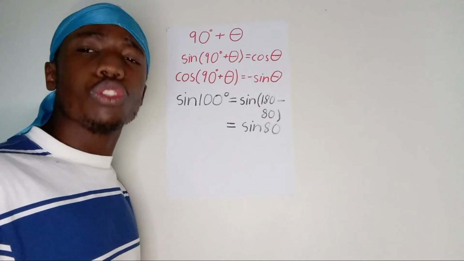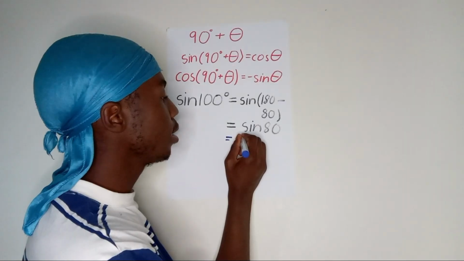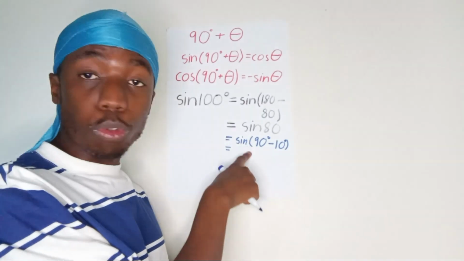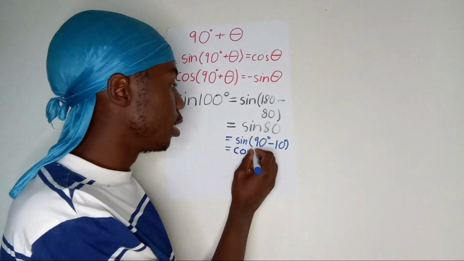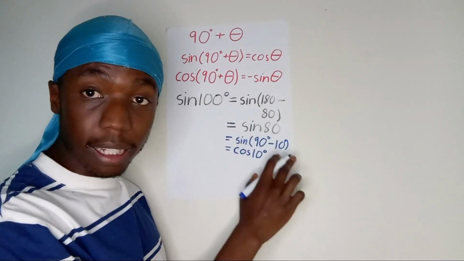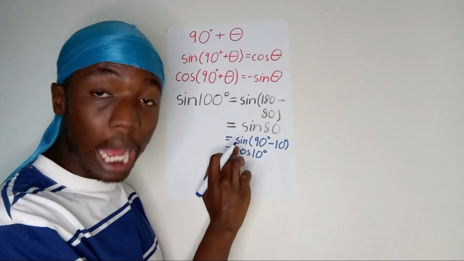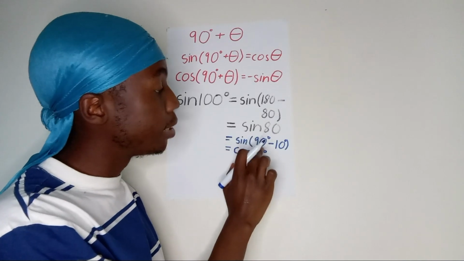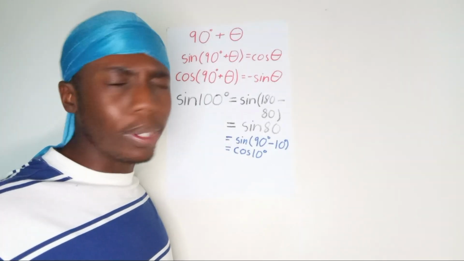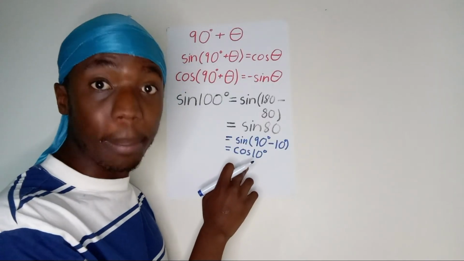But hold on. Let's reduce it even more. We're going to make this sine 90 minus 10. And then what is this going to become? That is going to become cos 10 degrees. Let me explain why. Remember, sine 90 minus theta is cos theta, right? So in this situation, we did the same, but with a number now. I meant to say sine 90 minus 10 is cos 10. That makes sense. Got it.